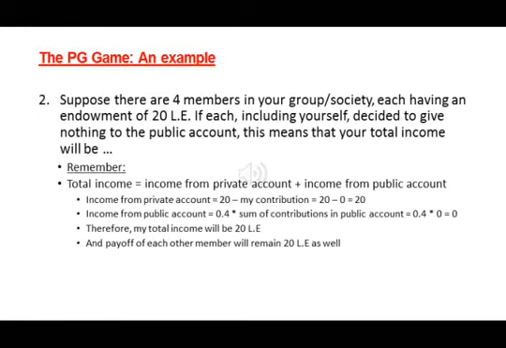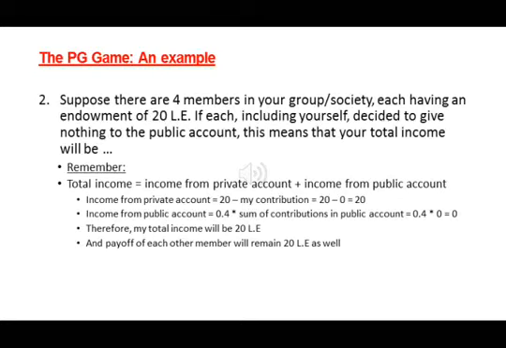So this example is related to the neoclassical assumptions, and their assumption that every individual is self-interested and no one will contribute anything to the public good. So again, suppose there are 4 members, everyone is having an endowment of £20. If each member, including yourself, decided to give nothing to the public account, i.e. you are becoming selfish and you know that everyone else will think the same, so you will decide not to contribute anything to the public account.